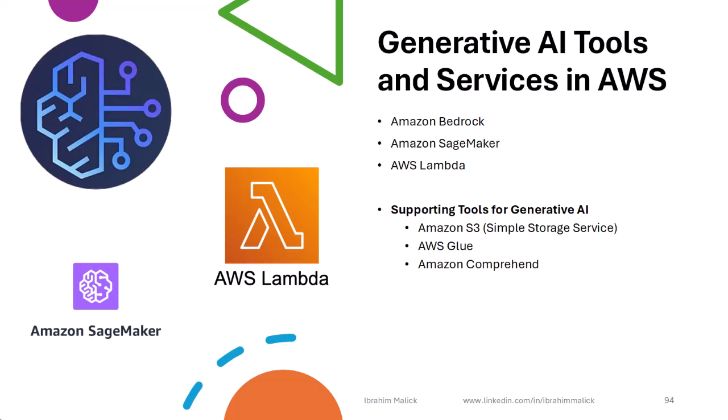So, generative AI model deployment. For real-time inference, you can use services like SageMaker Real-Time Inference and API Gateway. For batch inference, you can use SageMaker Batch Transform for large dataset processing. And as we have talked about, right, the serverless options, Lambda and SageMaker Serverless Inference, for cost-effective scaling.